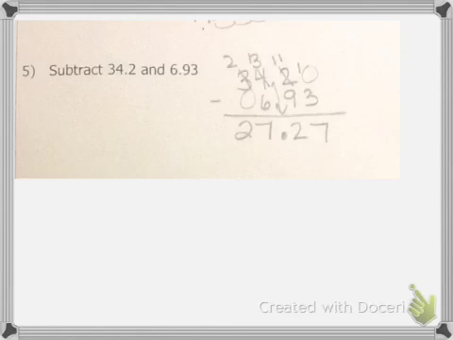Number 5. When we're subtracting, it says subtract 34 and 2 tenths and 6 and 93 hundredths. That means 34 and 2 tenths goes on the top, and we're taking 6 and 93 hundredths away from it. To be able to subtract, we have to put a placeholder in, and 3 cannot be taken away from 0, so we have to borrow here. After all the borrowing and subtracting is done, we end up with 27 and 27 hundredths.